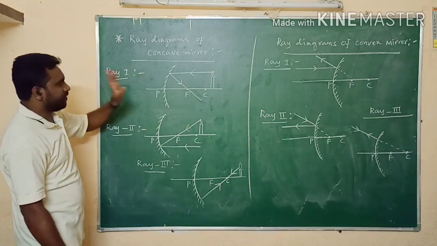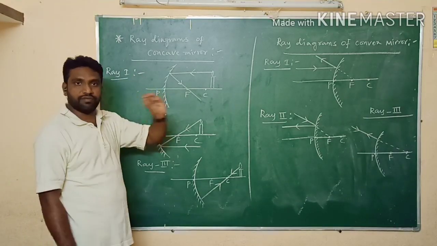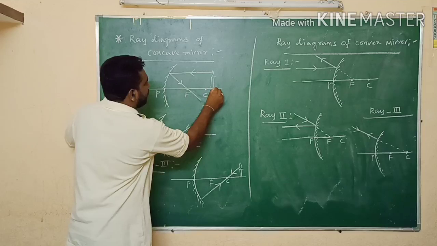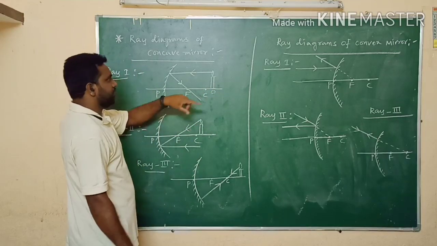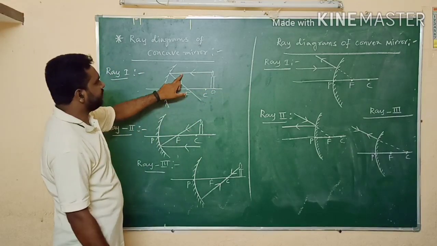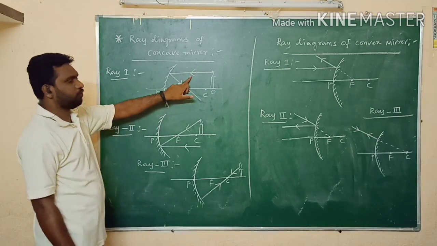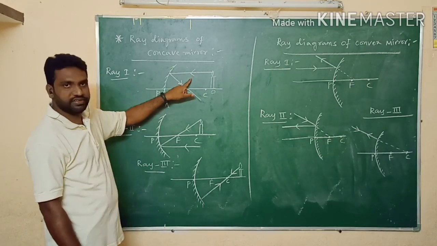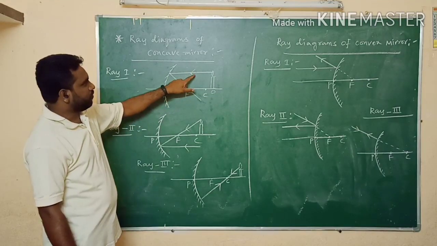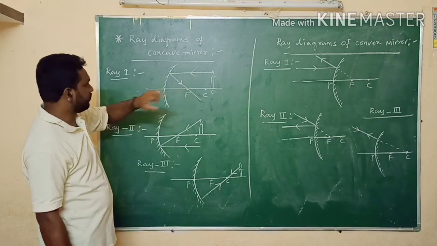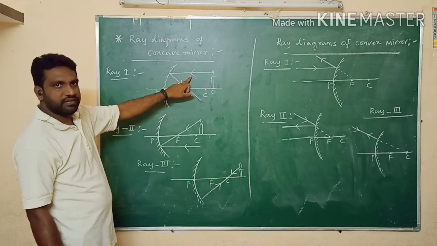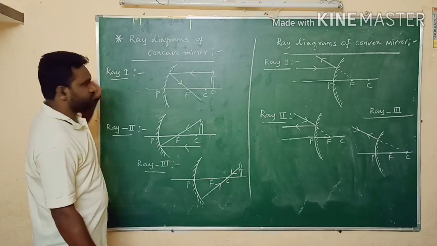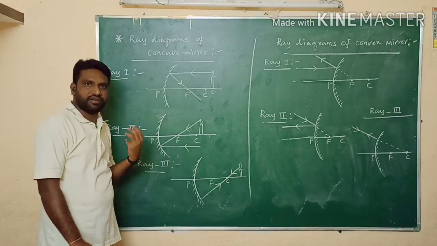In the case of ray 1 it is very simple, observe very carefully. This one is the object, the candle flame. This one is the incident ray. You have to observe the arrow marks with 100% concentration here. The arrow mark direction is important. Here the arrow mark is towards the mirror, so that's why it indicates the incident ray. So now let us see ray 1, rule 1. It is also considered as ray 1 or rule 1.